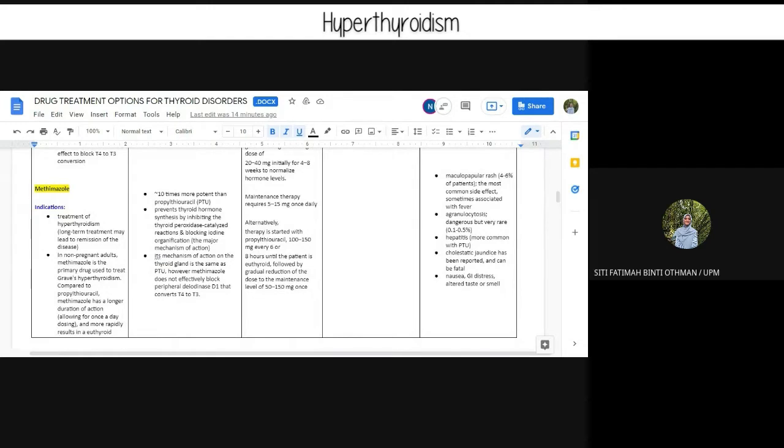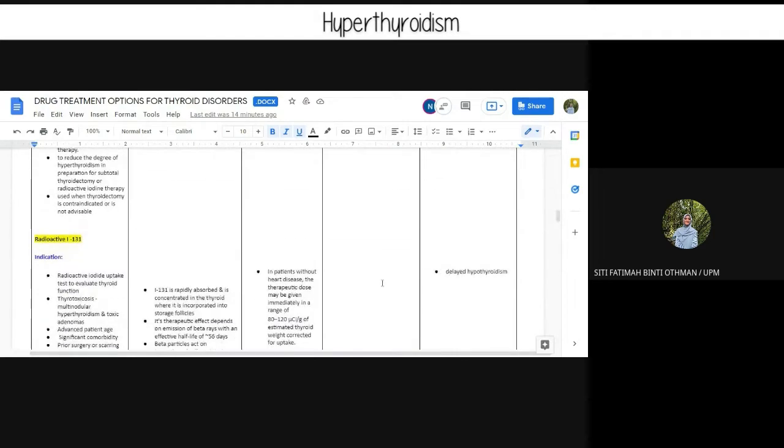Alternatively, therapy can start with propylthiouracil 100 to 150 milligrams every 6 or 8 hours until the patient is euthyroid, followed by gradual reduction of the dose to the maintenance level of 50 to 150 milligrams once daily.